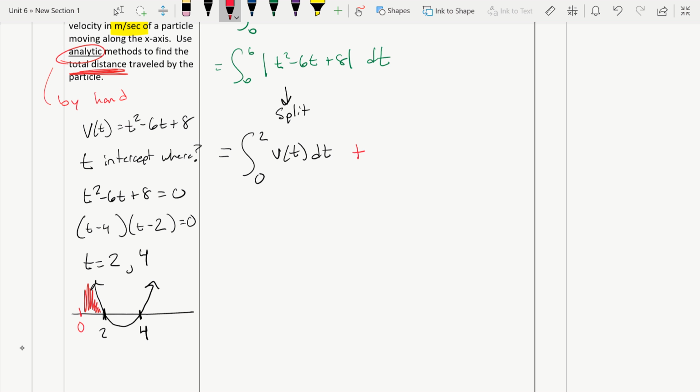Plus, then we would need to treat the upcoming negative area as positive. Well, since we know this is going to come out negative, we can just do the regular integral from 2 to 4 of the velocity function. And we're going to take whatever number that gives us and put it in absolute value. That way it's forced to be positive instead of negative, like it's going to be over here. And then finally, to get the other positive area over here, we'll do one more integral, just regular, from 4 to 6.